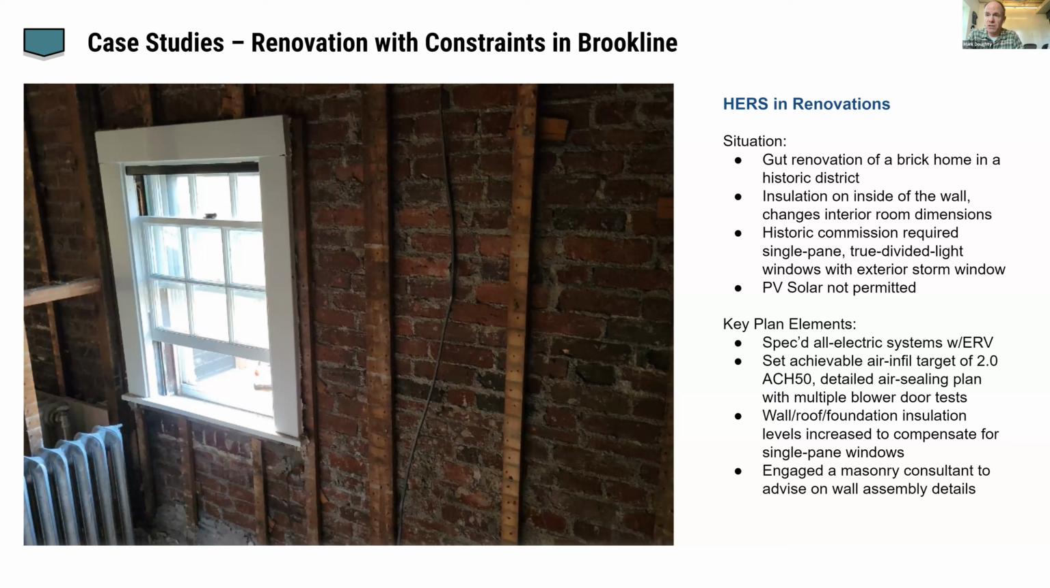And that, of course, changes the interior room dimensions. The Historic Commission required the use of single pane true divided light windows. We can still use exterior storm windows, but again, that's much lower performance than what we would have hoped for if we'd been able to use even a vacuum insulated IGU instead of a triple pane. Solar's not permitted here. So we have a few things that are a bit of a handicap when it comes to trying to achieve the HERS rating.